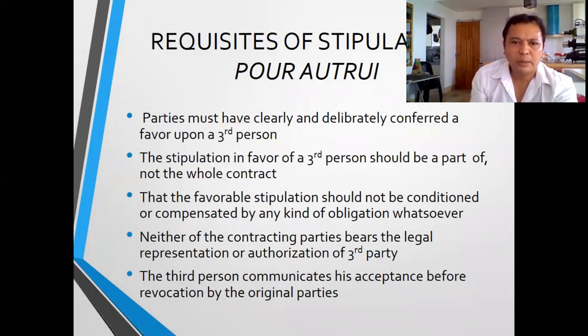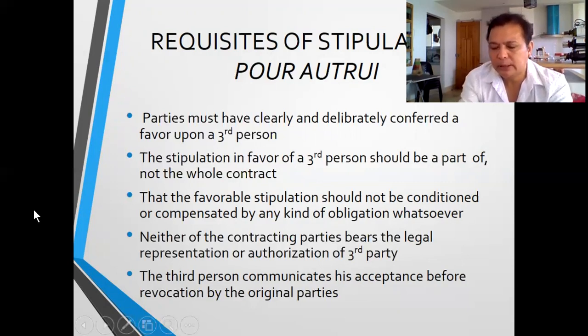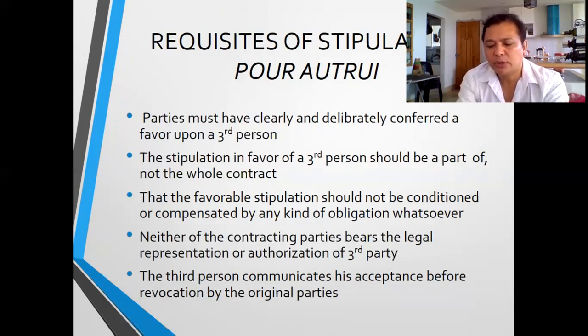Okay, number one, the parties must clearly deliberate and clearly confer a favor upon a third person, so it should be stated in the contract. Then the stipulation in favor of a third person should be part of, and not the whole of, the contract. As I have given as an example, only 50% of the selling price, or the consideration of the purchase price, should be given to my son.